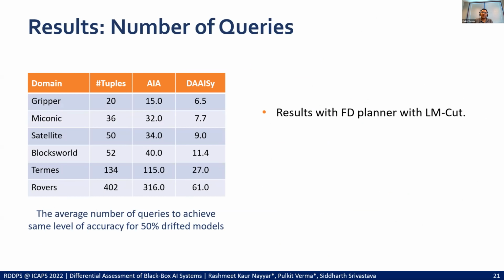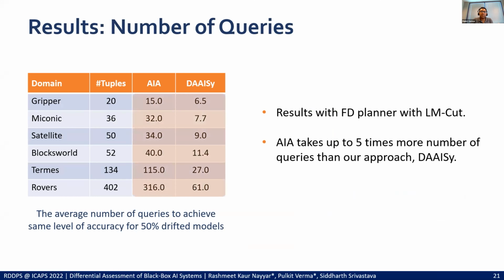And next we compare the number of queries asked by AIA to learn the complete model of the agent with the number of queries that DAISY took to learn the model of the agent that has half changed, meaning it got drifted by 50%. And here, as you can see, AIA takes up to 5 times more queries than DAISY in almost all the cases.